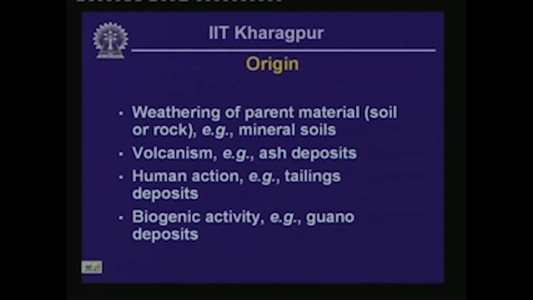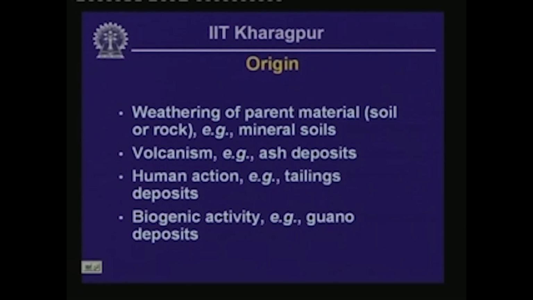All right. Now, origin of soils, how soils originate. Basically, the major processes involved there include weathering of parent material, which is essentially a pre-existing soil or rock mass, and these things actually give rise to a class of soils called mineral soils. Then another process that can give rise to soil deposits is volcanism.